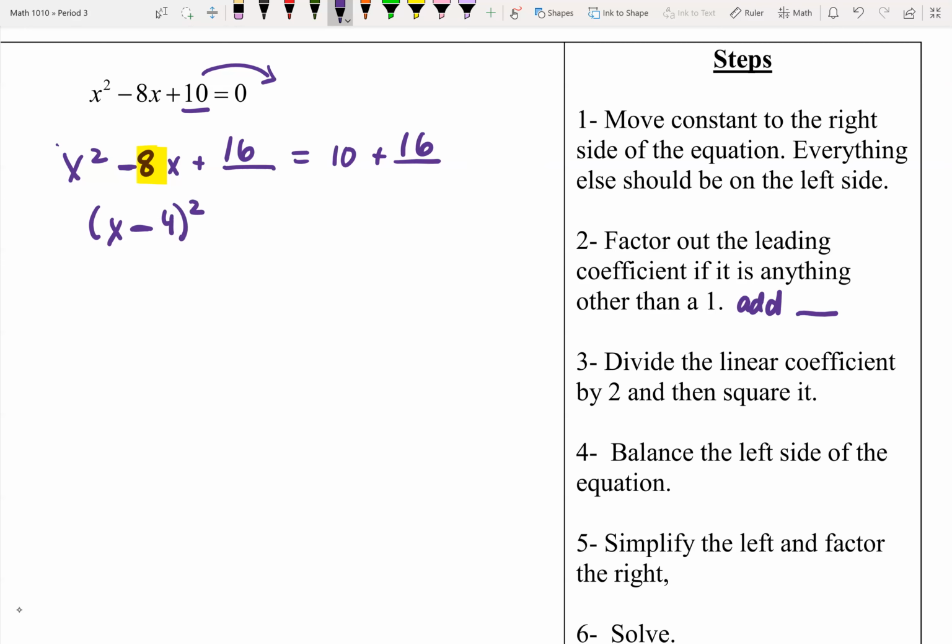And the whole thing is squared. And then you have equals 10 plus 16 is 26. Now everybody freeze right there. I want to ask you a question.